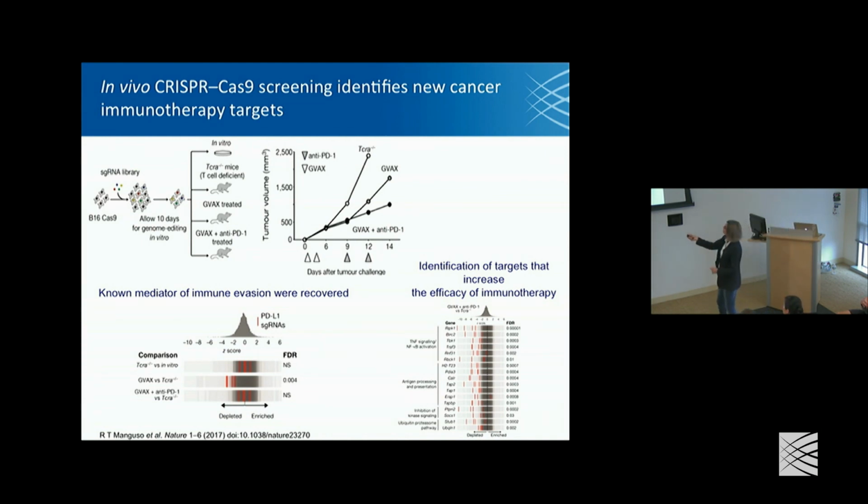Okay, so just a moment. So this is the distribution of the data, the entire library, and in red you can see each guide has PDL1, and you can see the PDL1 here is depleted in the GVAX mice compared to the T-cell deficient mice, suggesting that the loss of function of PD1 can actually increase the sensitivity of cancer cells to immunotherapy. And this is all the results of the screen, suggesting that he identified other targets that increase the efficacy of immunotherapy, suggesting this screen worked very well.